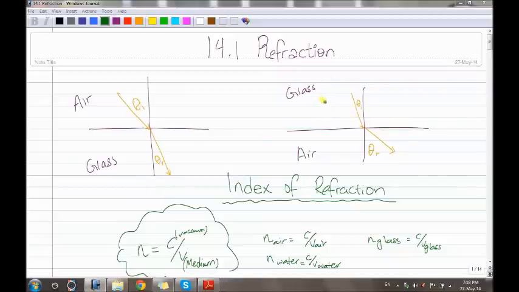So here the medium is glass, and the medium here is air. So here, when the ray hits the surface, it hits it with a smaller angle, but then it refracts with a bigger angle. So angle of incidence and angle of refraction.